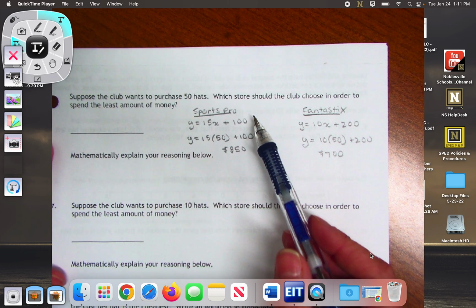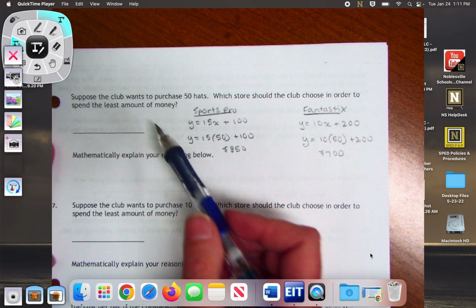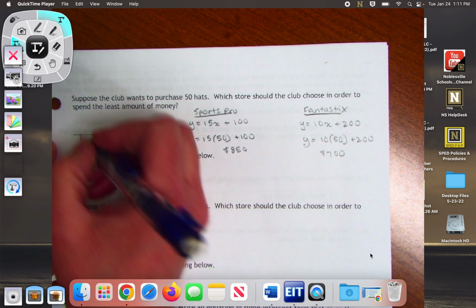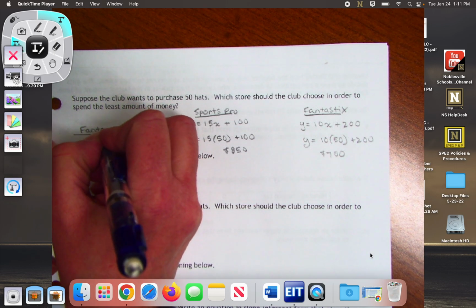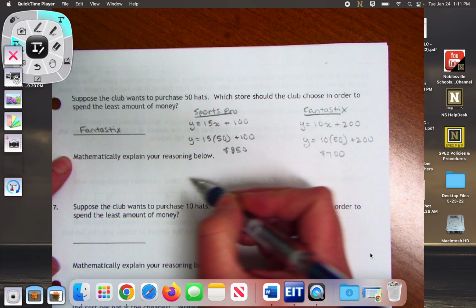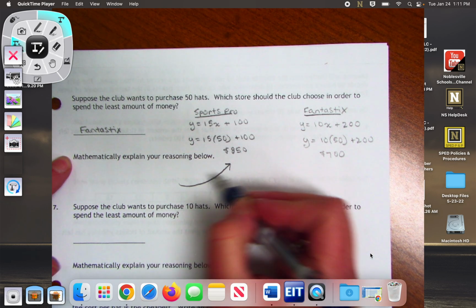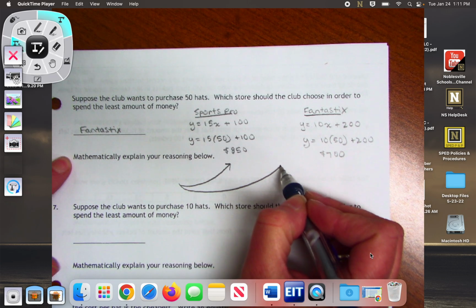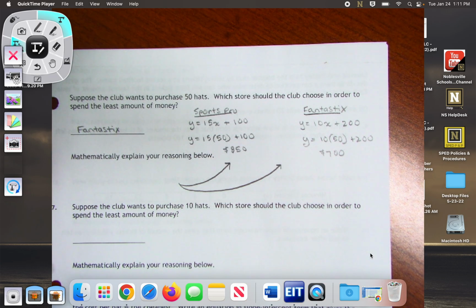So which store should the club choose? In order to spend the least amount of money, they're going to want to choose Fantastics. And then mathematically explaining my reasoning, I'm just going to draw an arrow and an arrow because I did.